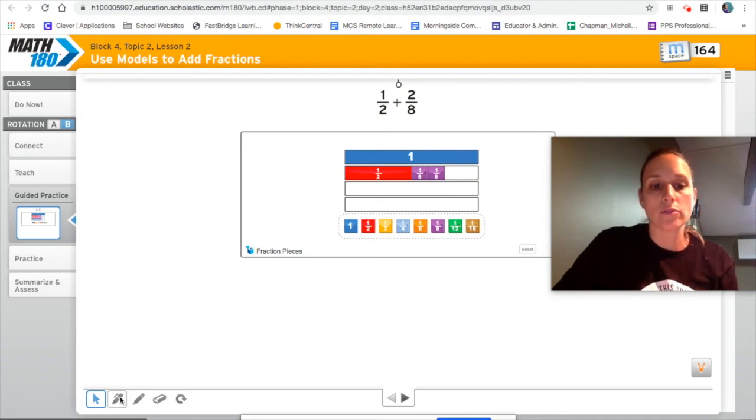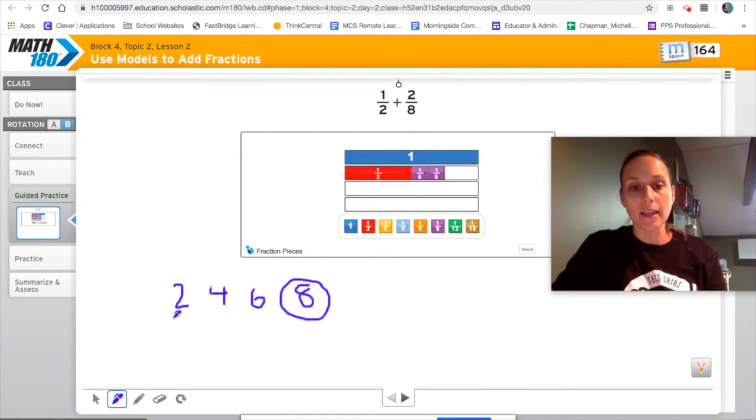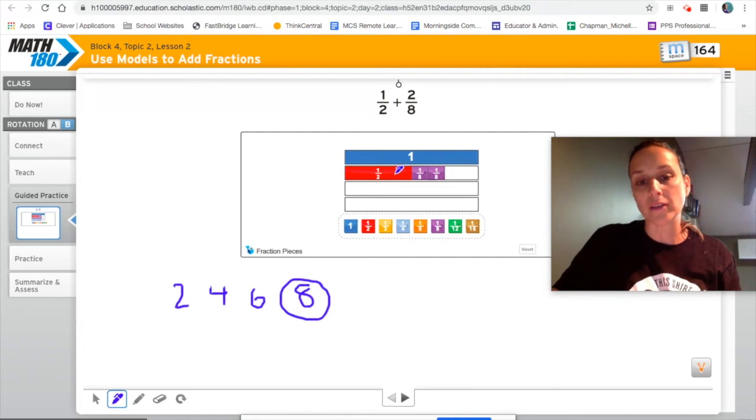So I count 2, 4, 6, and 8. And when I get to 8, I stop because right there I should go, oh, if I can use 8 as a multiple of 2, then I don't need to find a common denominator for 8. So I only need to find the equivalent fraction to 1/2.